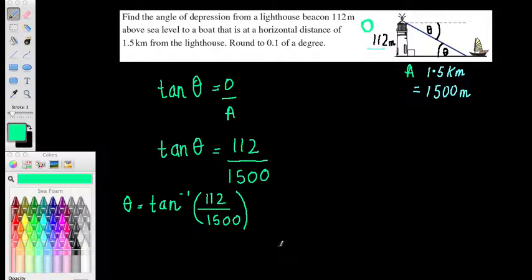And I get an answer. Now have a look up here. It says round to 0.1 of a degree. So I need to round to one decimal place, and I get 4.3 degrees when I do that. So just a little angle. It's not a big angle, but we can see that the boat is very far away. So of course it would be a small angle.